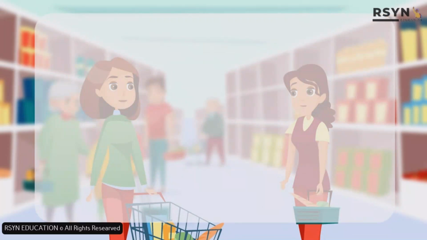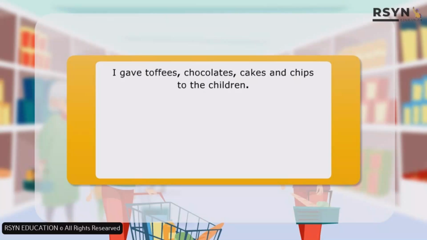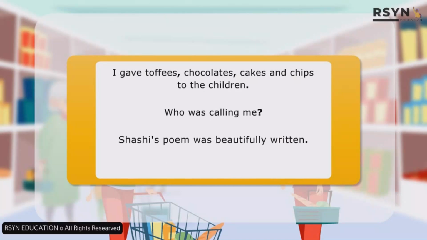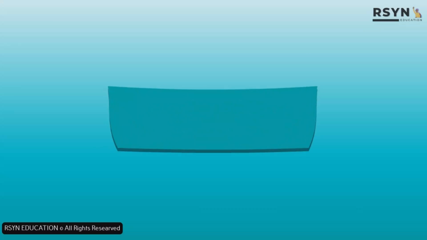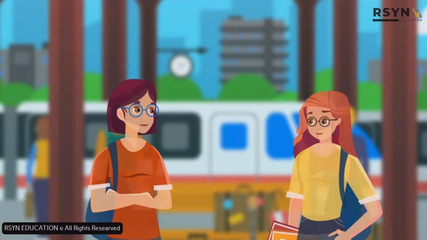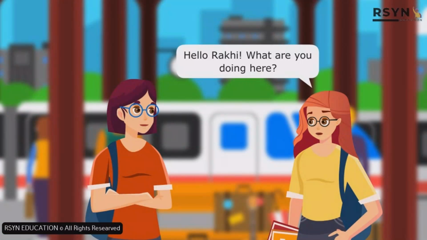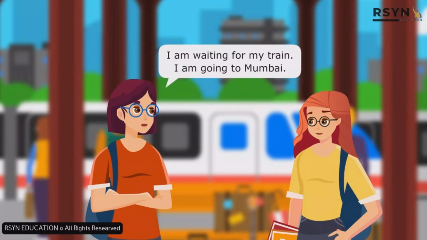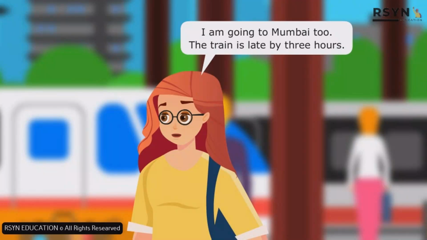Here are a few more examples of punctuation. I gave toffees, chocolates, cakes and chips to the children. Who was calling me? Shashi's poem was beautifully written. Well done. Period. Hello, Rakhi. What are you doing here? I'm waiting for my train. I'm going to Mumbai. I'm going to Mumbai too.